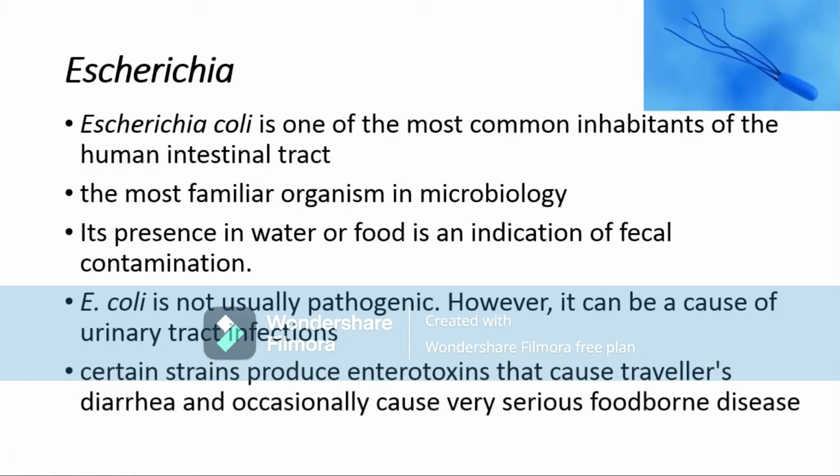So some of those strains also exist which are pathogenic, and they produce toxins, and these toxins basically damage the linings of the membrane of the intestine. So they may cause diarrhea and very serious foodborne diseases. And one example is this species strain.